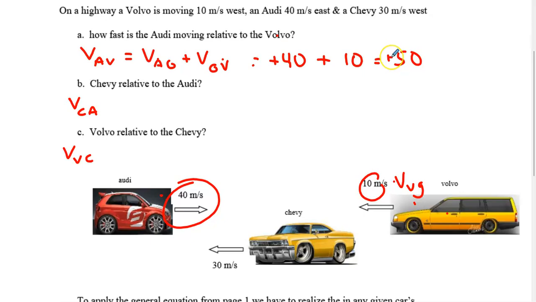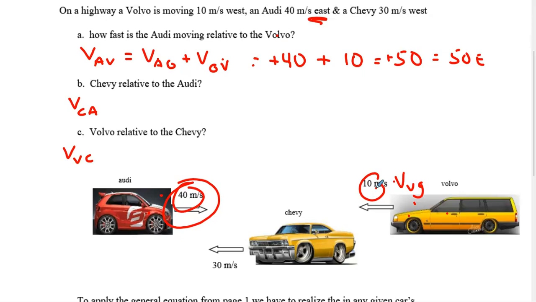And it's positive, and so 50 means, in this case, east. So I could say this is 50 east. In other words, if you're in the Volvo, the Audi is coming at you at 40 plus what the ground seems to be coming at the Volvo, which is 10. So in that case, a head-on collision is much more violent because the relative speeds are that much higher.